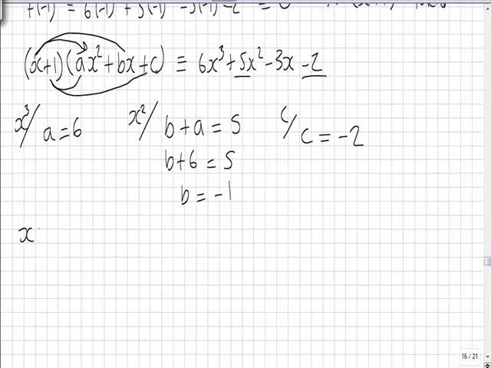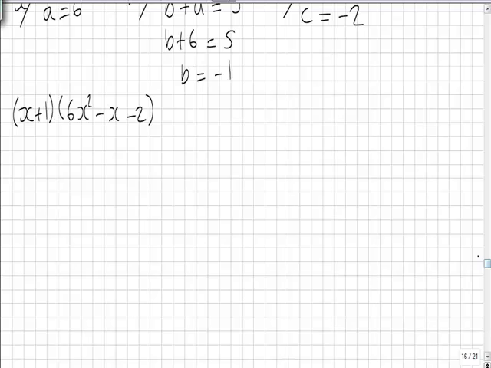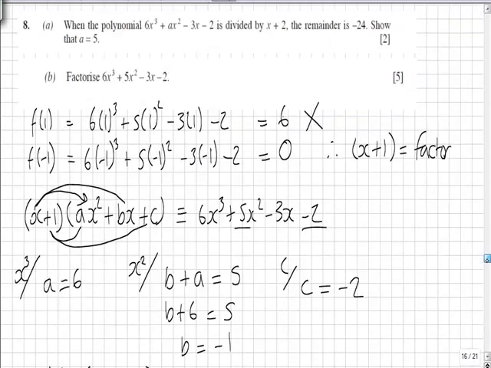So substituting these values in, our factorisation now looks like this: 6x squared minus x minus 2. It would be hoped at this stage that the factorisation would then go down to a further 2 brackets, and we can see from this that we're going to get 2 brackets, one with 2x in, one with 3x in, and then we're going to have a plus 1 and minus 2. Hence, we've then factorised the polynomial fully.